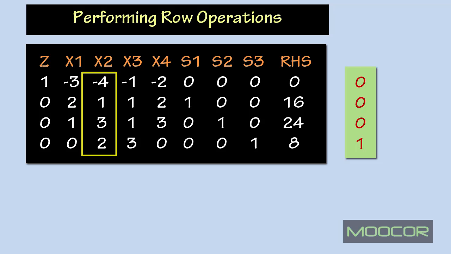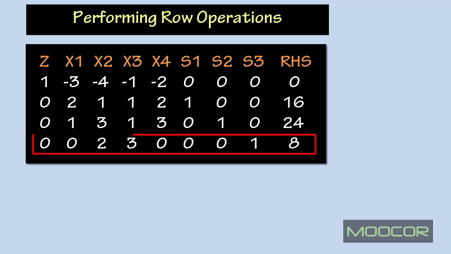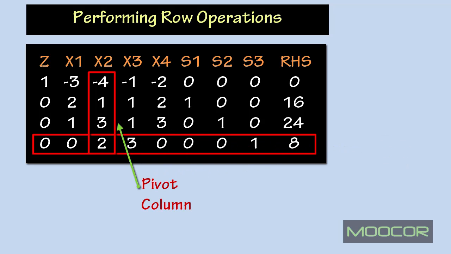The row operations require several identifications for us. First is to identify a pivot row. That is the row of S3. A pivot column. That is the column of X2. And their intersection, of course, is the pivot element. All of our calculations are based on this pivot row and that pivot column and the pivot element.